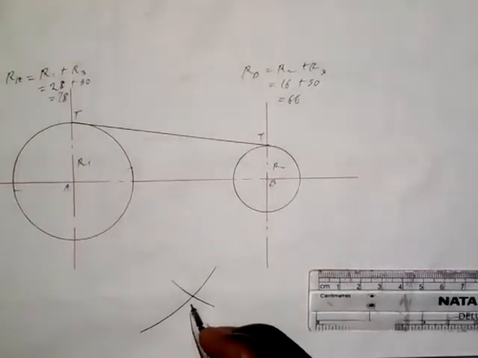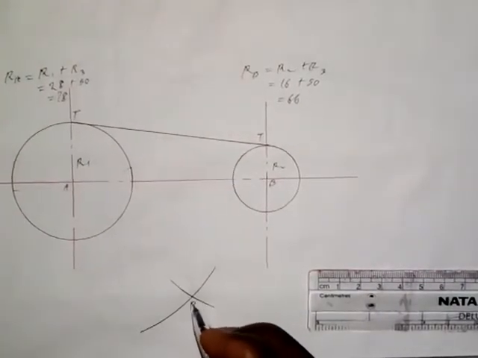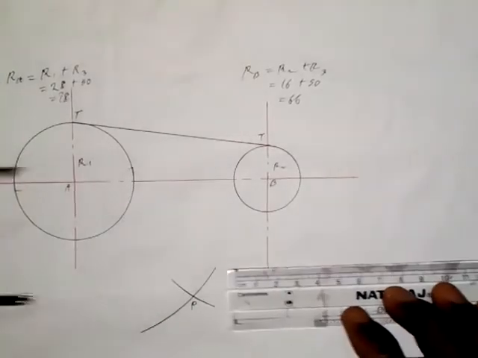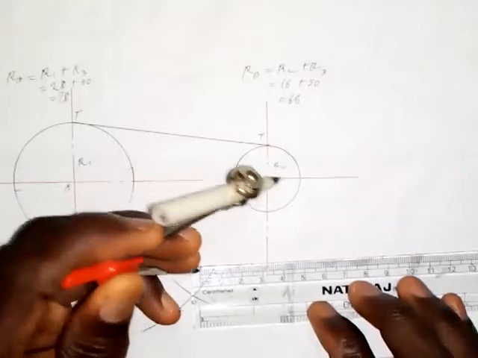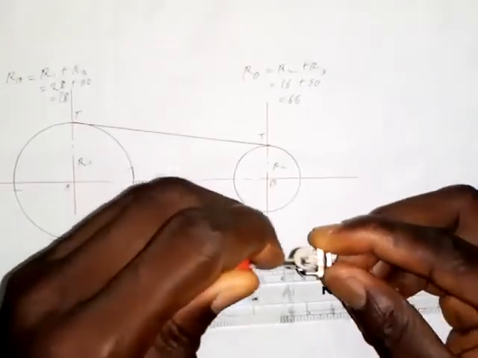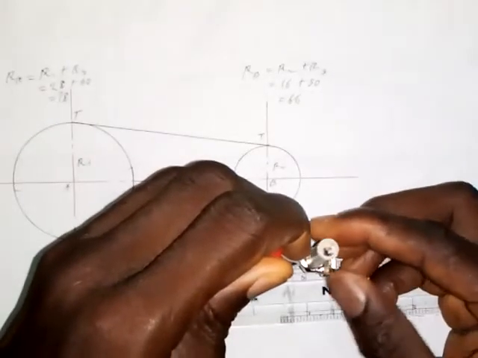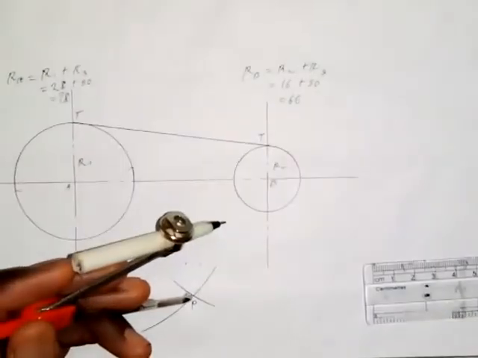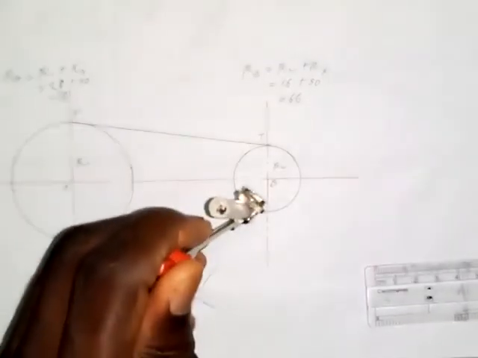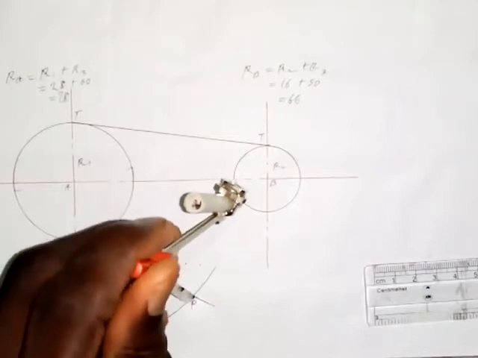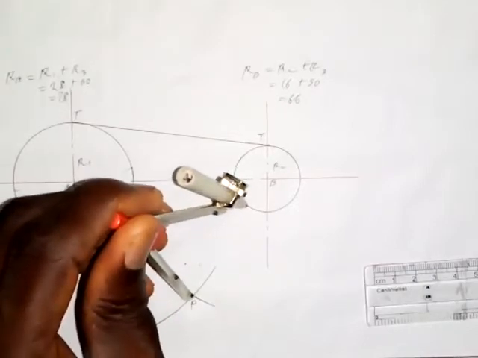So after you have located this point, let me call it point P. This is the center of the arc that we are asked to get. Then you take a measurement of 50 millimeters, which is R3. Take 50 millimeters with your compass, like this, and you put it at this center P here. So it will touch this circle. You can see that it has touched this circle at this point.